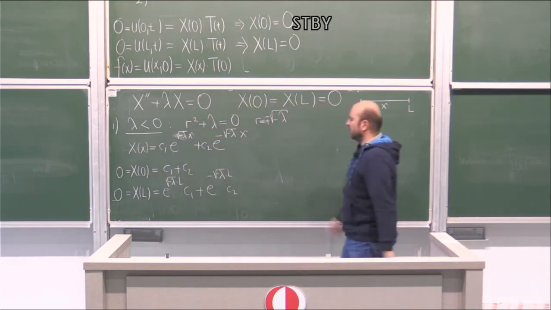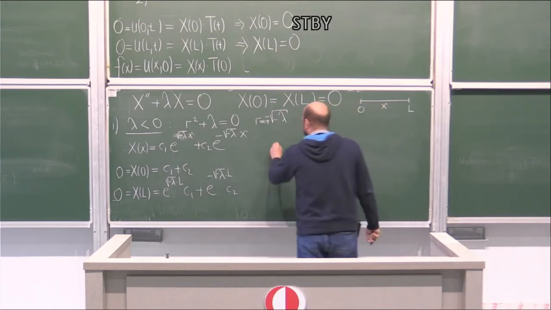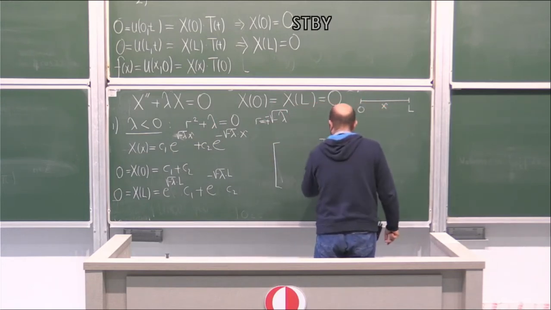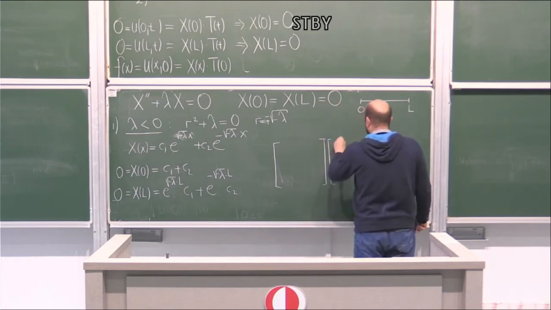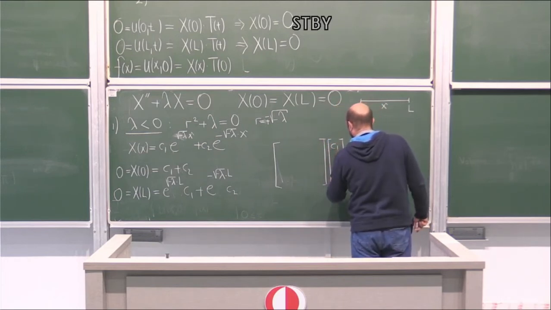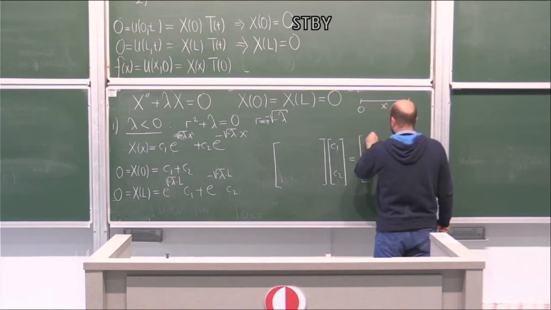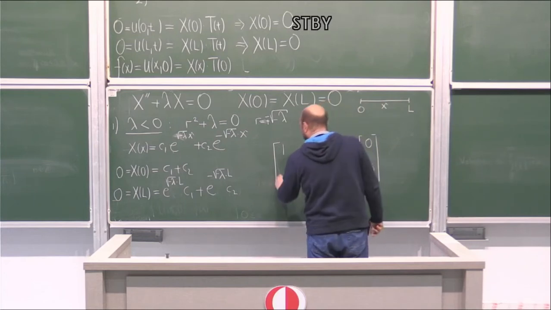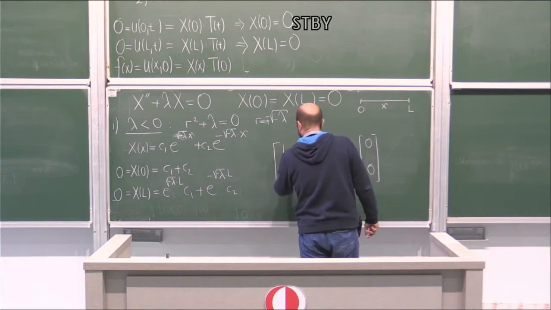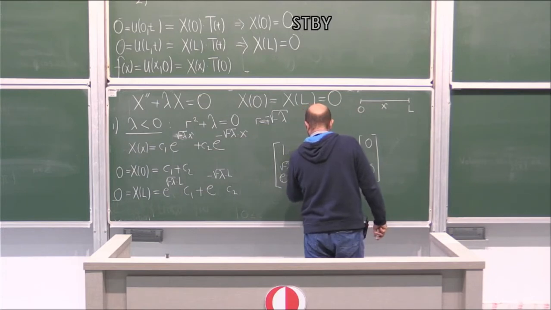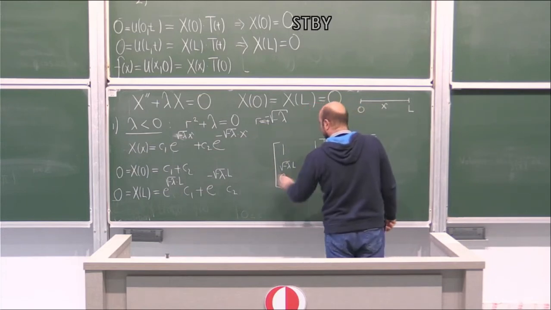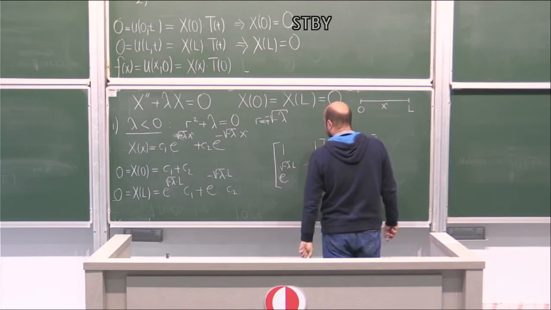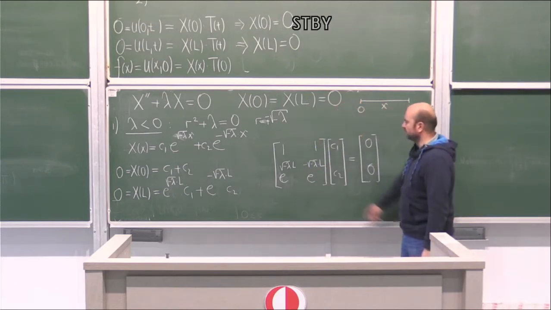So we have the following system. If you write it in matrix form, we are trying to solve a homogeneous equation, and our coefficients are 1, 1 for the first equation, and e to the square root of negative lambda times L, and e to the negative square root of negative lambda times L.